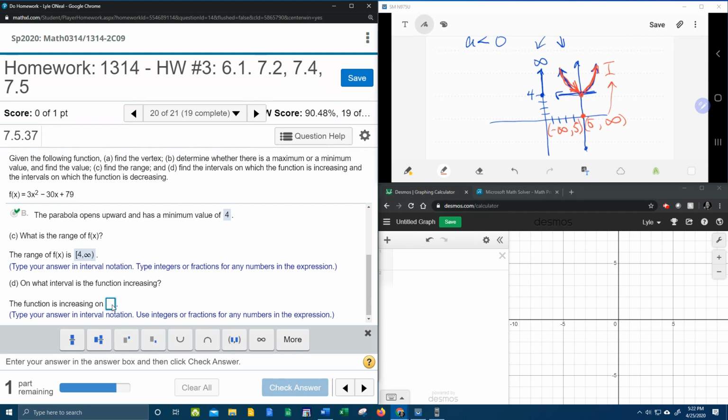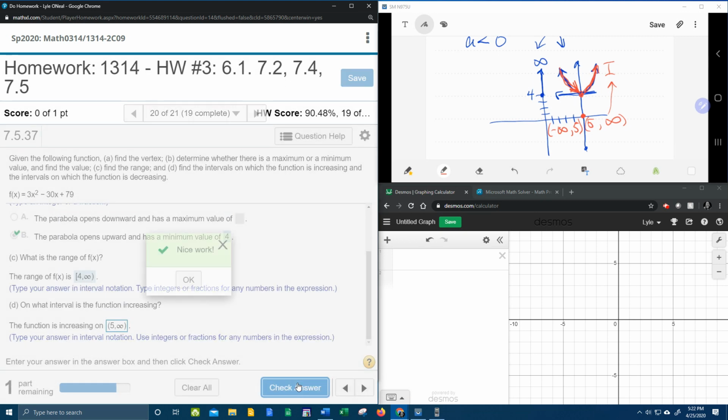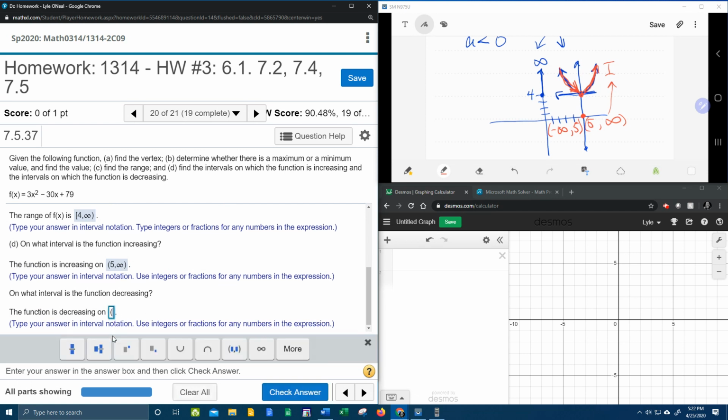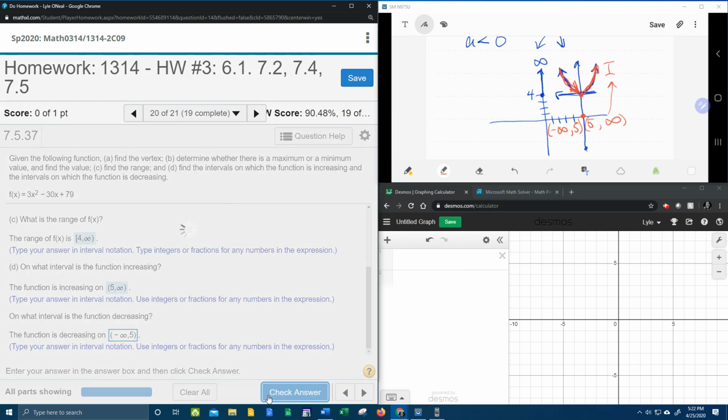So here we go. Increasing from 5 to infinity. Check it. And decreasing is from negative infinity to 5. And I do want to point out that when you're doing increasing and decreasing, you never use a bracket. It's always a parenthesis every time, okay?